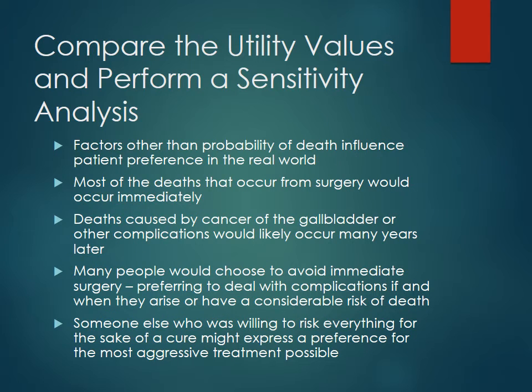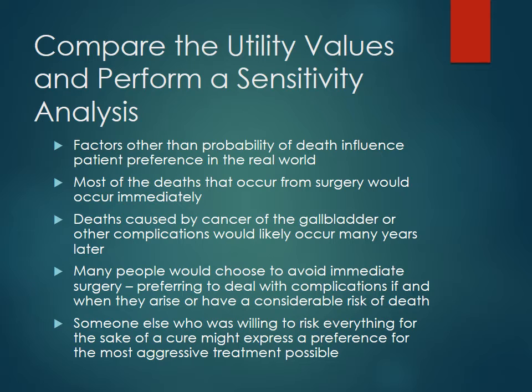So obviously factors other than probability of death influence patient preference in the real world, right? Not everyone wants to have surgery. Most of the deaths that occur from surgery would end up occurring immediately, versus some of the ones in the chance node, where we end up having to wait a long time. Like, when might the cancer actually occur? Could be years, right? So deaths caused by cancer of the gallbladder or other complications would likely be much later. And so many people would end up choosing to avoid immediate surgery, and would prefer to deal with complications if and when they arise, to avoid a considerable risk of death.